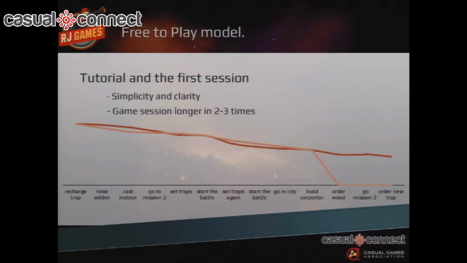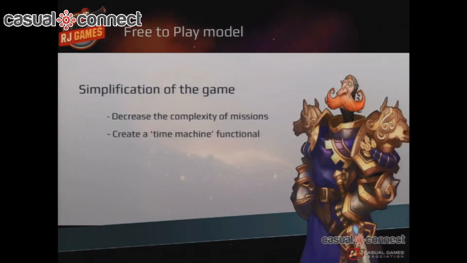Of course, all that we did in the very beginning of the game led to a really nice increase in retention, especially 1 and 2 day retention. And another thing we found was that the Under Siege game in Russia is a very, very hardcore game if you put it on Facebook as is.